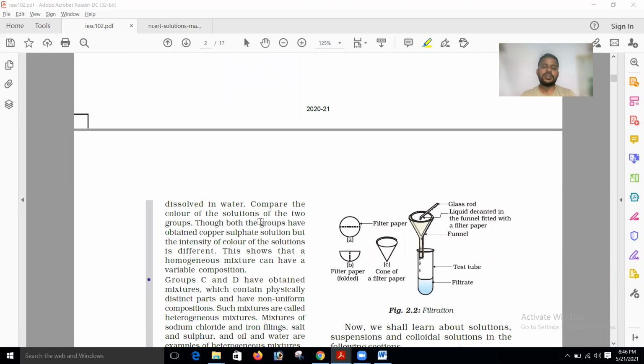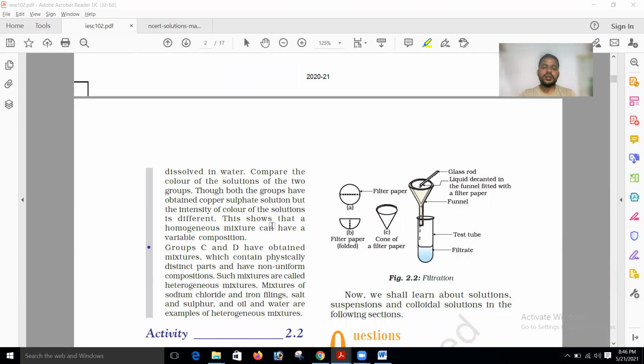This shows that, okay, though two groups have obtained copper sulfate solution, the intensity of color of the solutions is different.